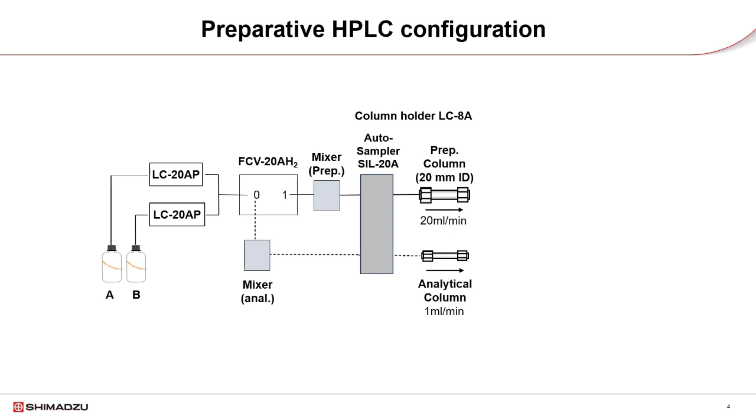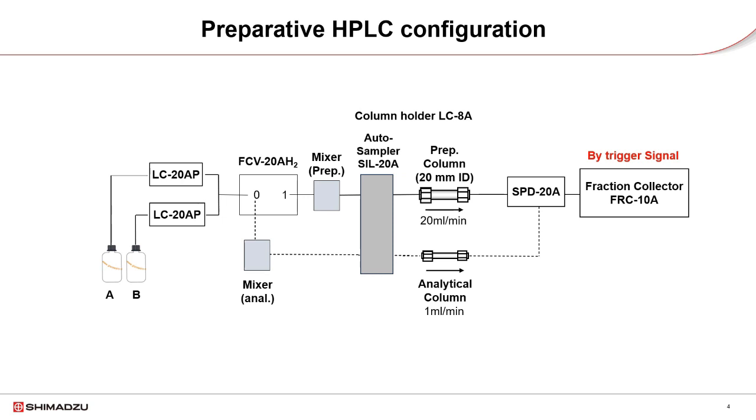Following injection, the eluent containing the sample components enters the LC column. Next, the eluent exiting the column is directed towards the UV-VIS detector for real-time monitoring of analyte peaks. Lastly, the eluent is collected in fractions by the Shimadzu Fraction Collector, FRC10A.